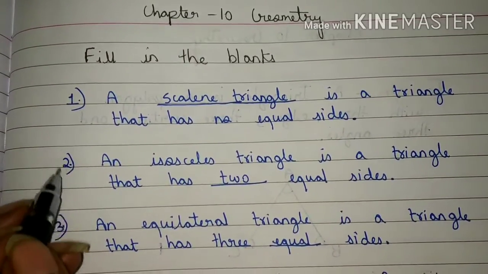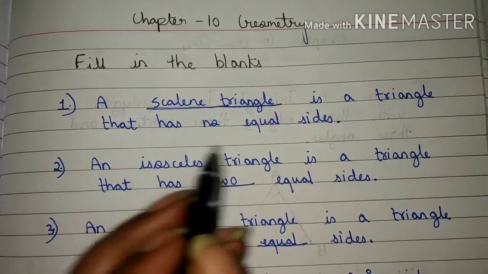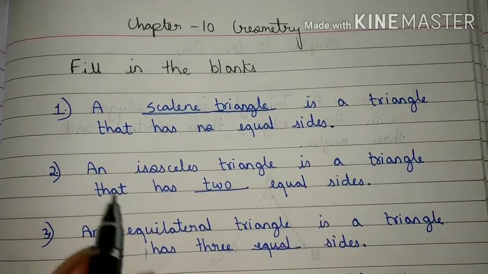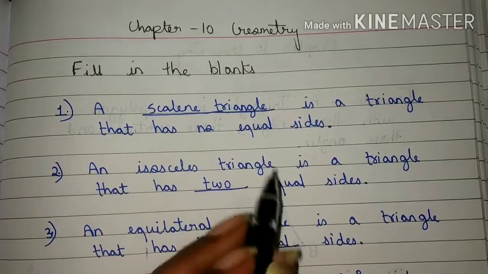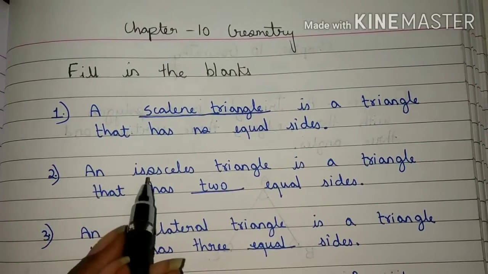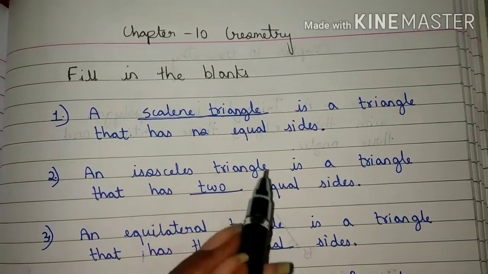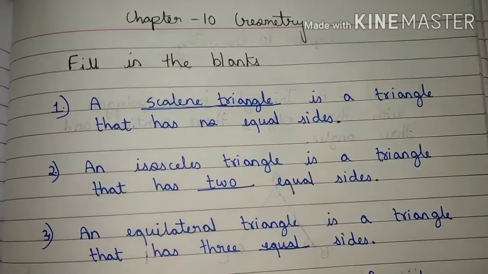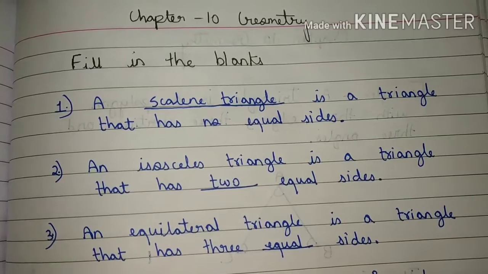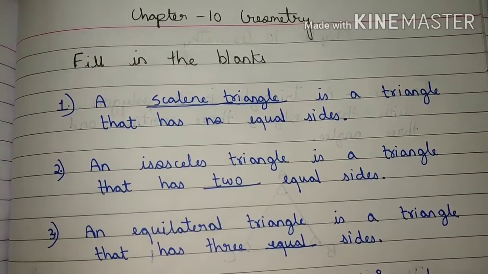Students, now come to second. An isosceles triangle is a triangle that has dash equal sides. An isosceles triangle is a triangle that has two equal sides. Students, isosceles triangle is a triangle in which two sides are equal.